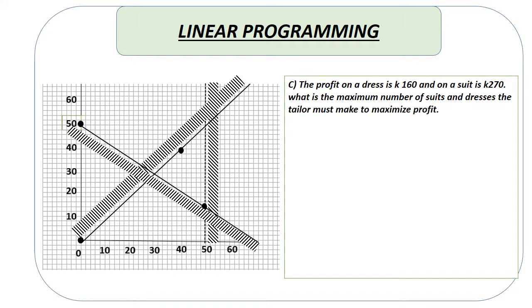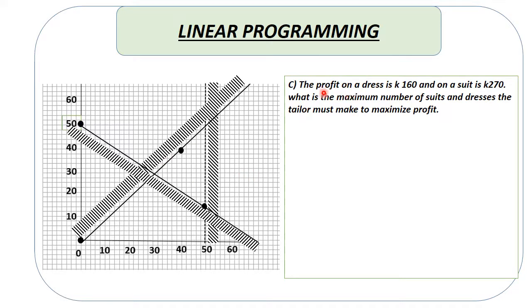So the next question is question C. The profit on a dress is 160 and on a suit is 270. What is the maximum number of suits and dresses the tailor must make to maximize profit?